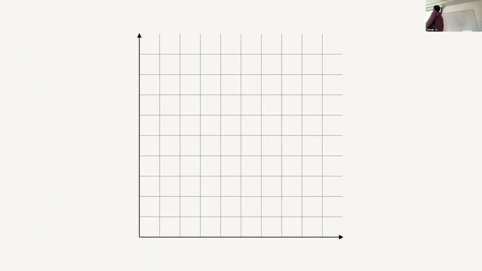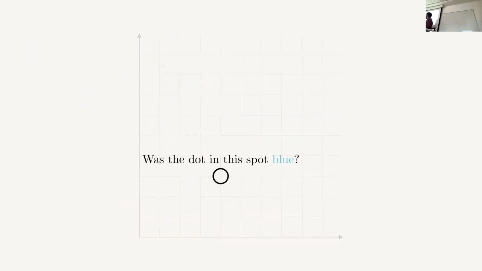Okay. Great. So let's go back to our experience from before. Hopefully you don't remember what point I asked you about, so also now you can't tell. And I will ask you, is the dot in this spot blue? Or if we're talking about polynomials, is the value of the polynomial at this point 17, for example? And we said that if I just tell you, yes, it's 17, then it's not convincing.